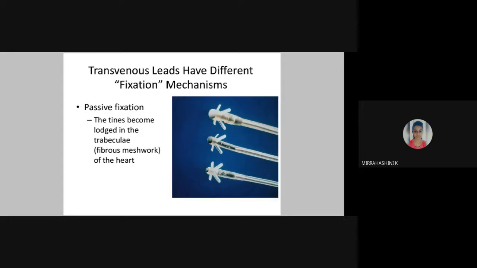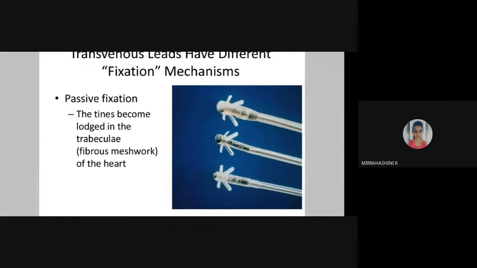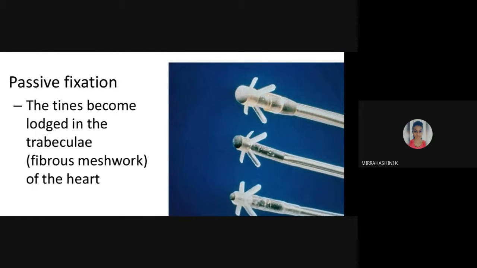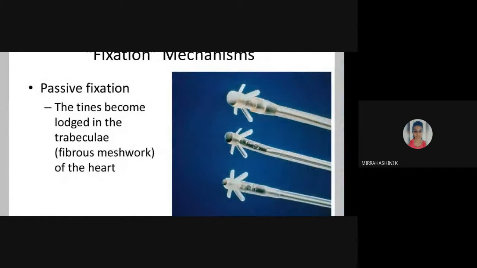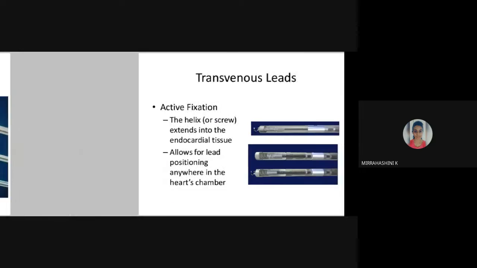So this is a transvenous lead that has a fixation mechanism. This is a passive fixation. When I say passive fixation, there is a hook-like structure. It is designed like this because it has to fix inside the fibers of the heart. That's why we have hook-like structures at the tip. Once you keep the lead inside, it will be fixed like a hook, so it won't move anywhere, it will be fixed inside the muscular part. So this is a passive fixation.